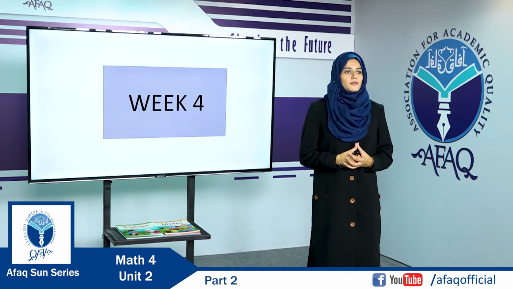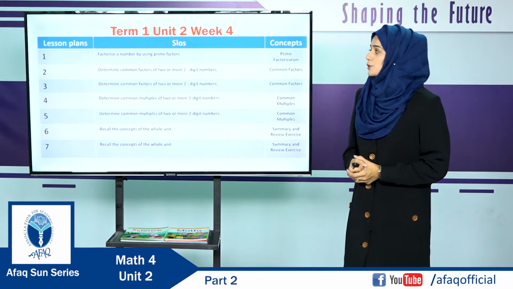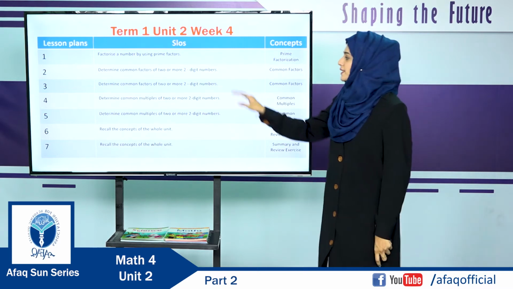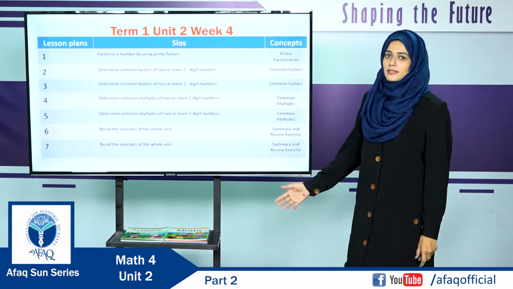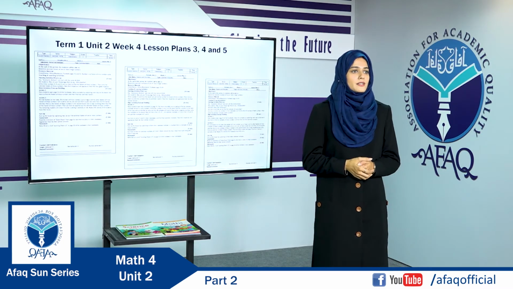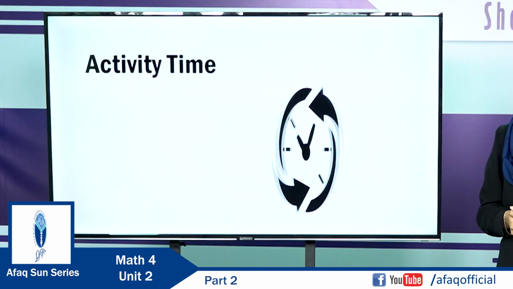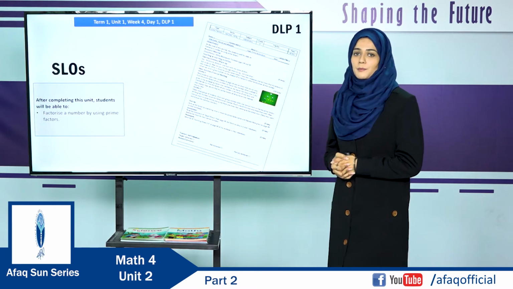It's the beginning of week 4. Let's see what we have in week 4. In term 1 unit 2 week 4 we are going to discuss these 7 SLOs and these concepts. Let's move towards the exercise. There are 7 lesson plans given for the ease of parents and teachers. It's an activity time. In this SLO, we are going to factorize a number by using prime factors.